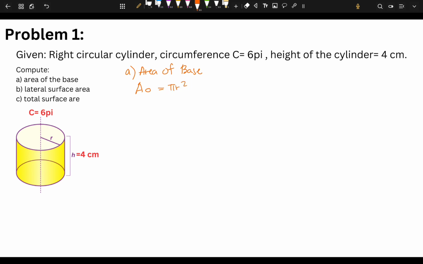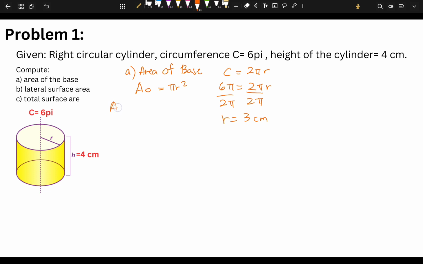Kaso, wala tayong given ng radius. Pero given tayo ng circumference. So, ang formula po ng circumference is equal sa 2 pi r. Therefore, with this kind of formula, dito sa 2 pi r natin na circumference, makakakuha tayo ng r. So, given tayo ng 6 pi is equal sa 2 pi r. So, divide both sides by 2 pi. So, we get r is equal sa ilan? That is 3. So, ang unit natin ay centimeter. So, this is 3 centimeter.